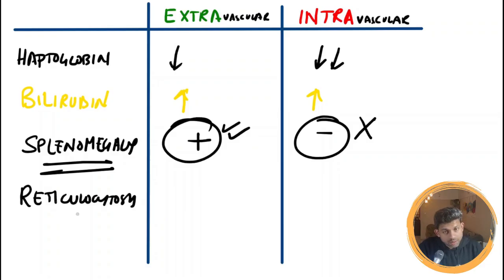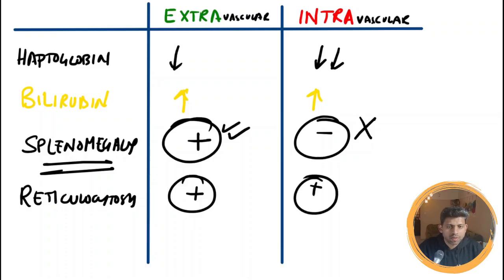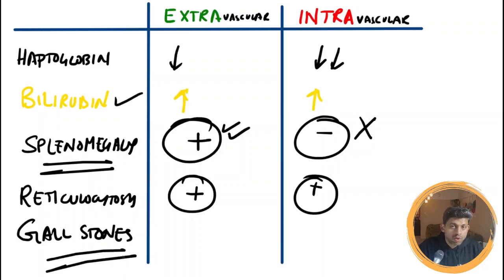Now, reticulocytosis or increased number of young RBCs are present in both extravascular and intravascular hemolysis, as it is a common feature of all hemolytic anemias. As bilirubin production is increased in both extravascular and intravascular hemolysis, gallstones can be seen in both.